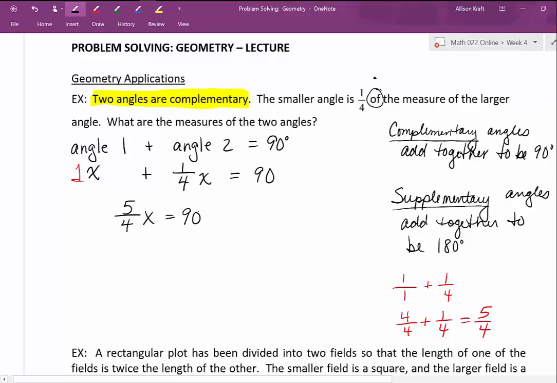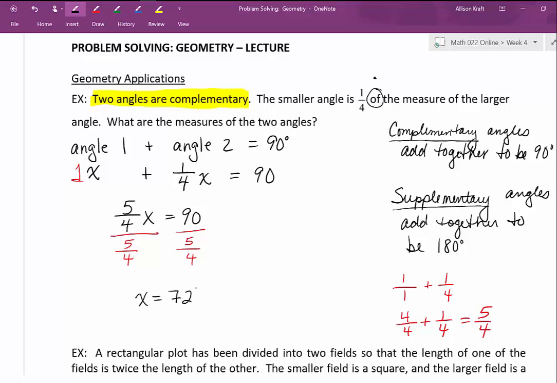We have all our variable terms on the left, all of our constant terms on the right. Therefore, all we need to do is get rid of the coefficient of x. We'll do so by dividing by 5/4. Remember, when dividing by a fraction, you're going to multiply by the reciprocal. That gives us x is equal to 72.